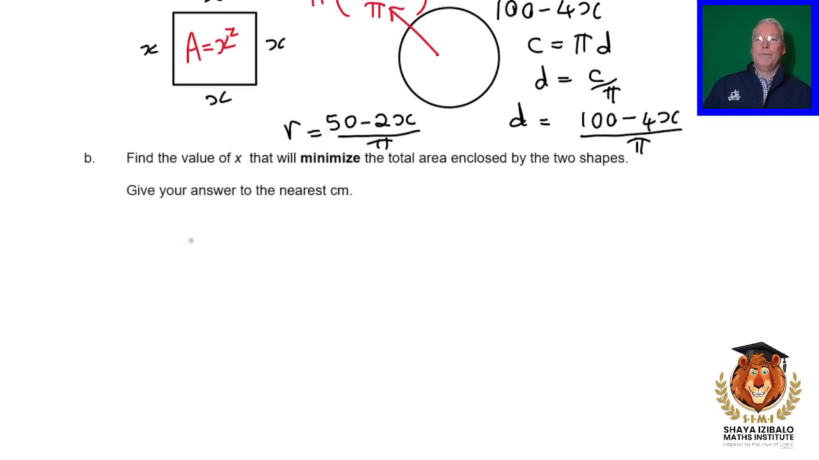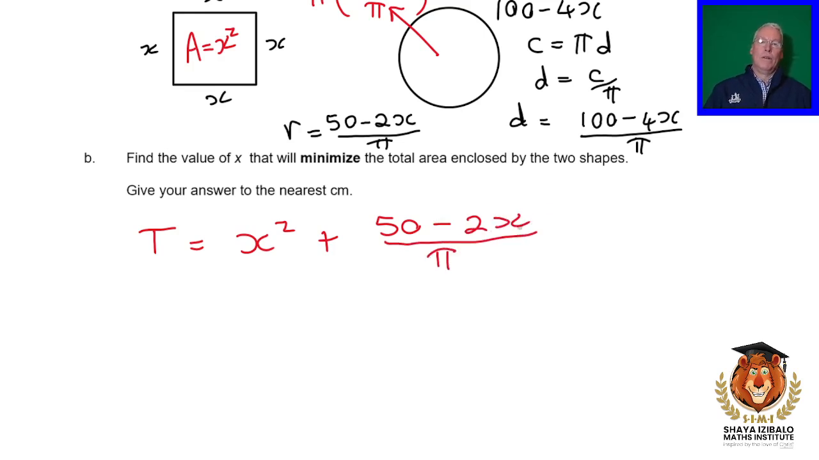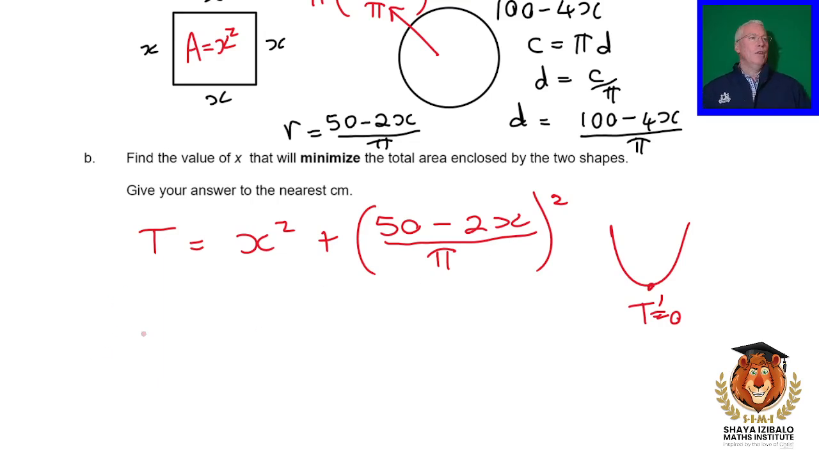Okay, so the total area, we'll call it t for total, is going to be x squared plus ((50 minus 2x) over pi) all squared. And we want to minimize that. At that point, the derivative of t will be 0. Okay, so we're going to differentiate this thing. You're going to have to get rid of the brackets first.